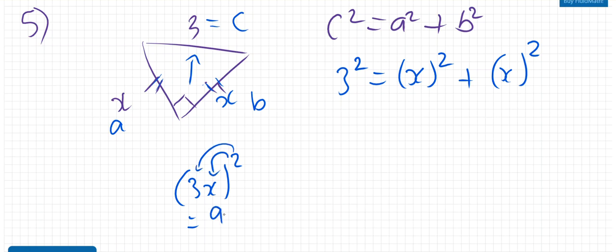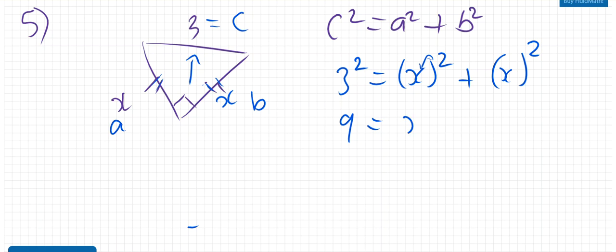So that will give me 9x squared. That's where it's really important, so keep that in mind. So I'll square everything. 3 squared is equal to 9. So 2 times the x squared is what we're left with, plus x squared as well, because x times x is x squared. And now they are like terms.